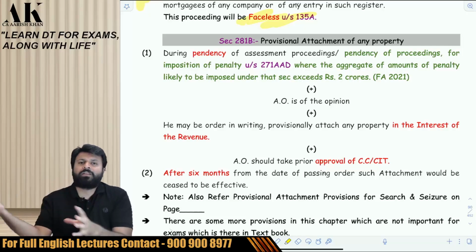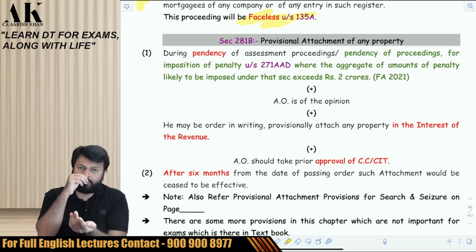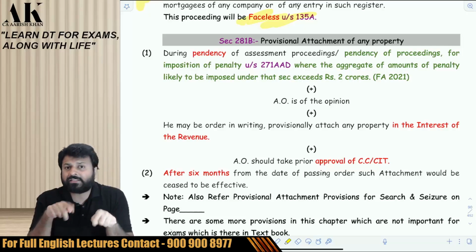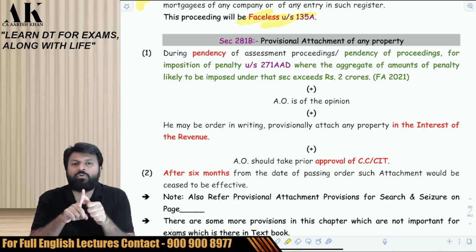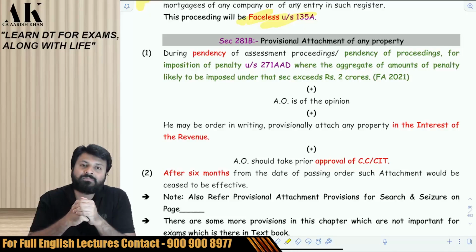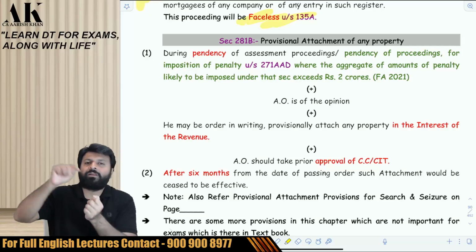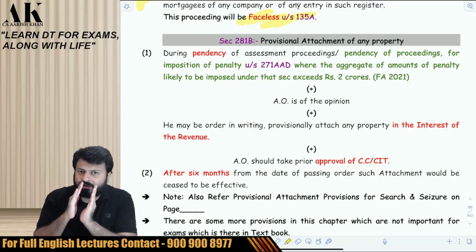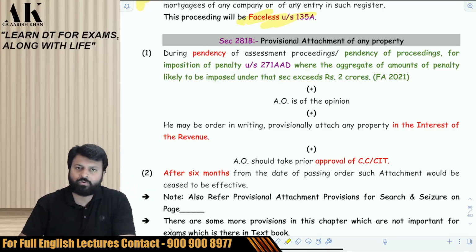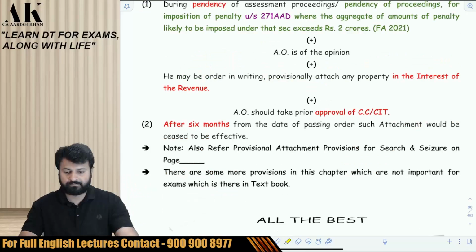Even during search and seizure, if the department wants to do provisional attachment, they can do so. In this section, when can you do it? During assessment proceeding only, and during penalty proceeding where the penalty is more than 2 crore rupees. But during search and seizure also, if the department wants to do some kind of provisional attachment, the department is free to do that. Okay, you can see over here, and then we move ahead.